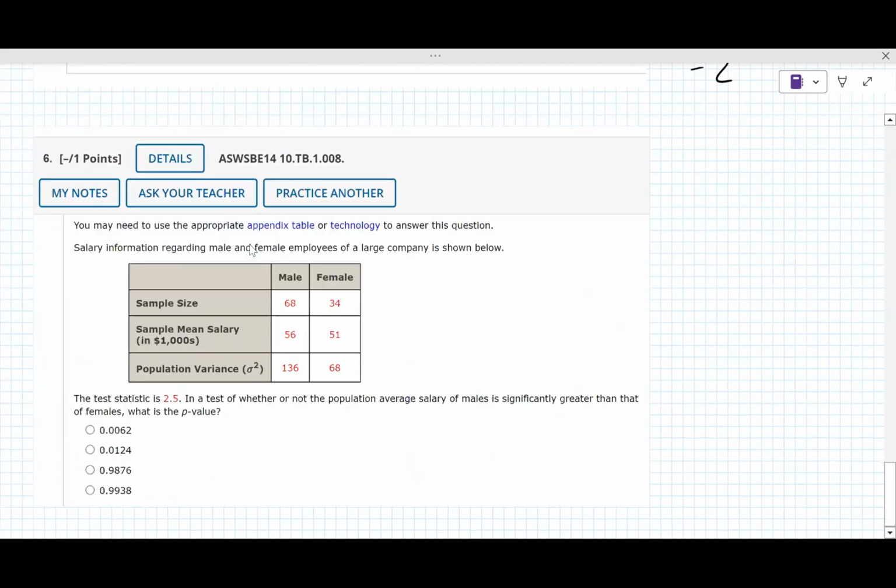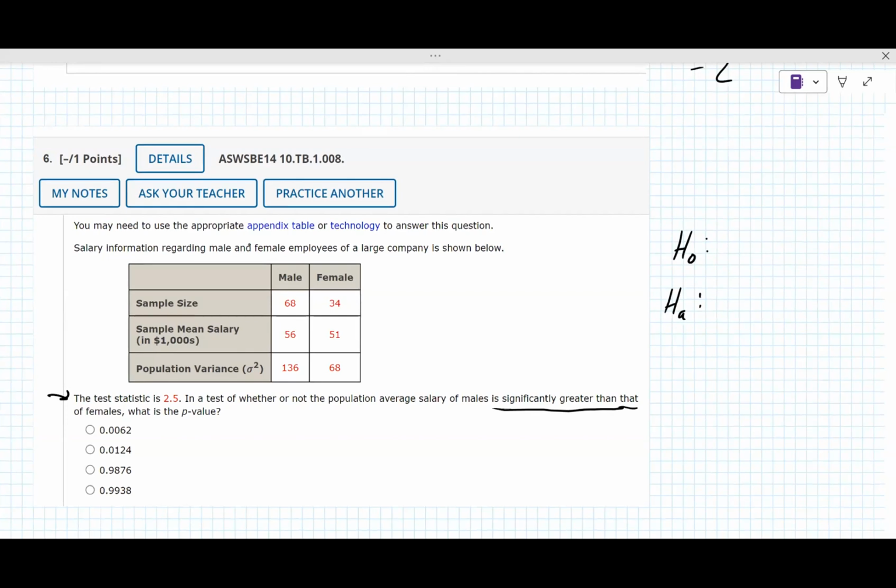Okay. The test statistic is 2.5. We're just going down here to the bottom here. In a test of whether or not the population average salary of males is significantly greater than that of females, what is the p-value? So the wording here is important. When it says significantly greater than, they're referring to your null and alternative hypothesis. You saw that in the last chapter.